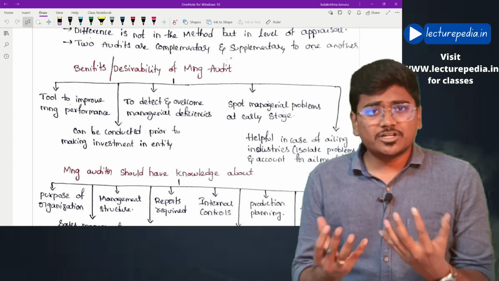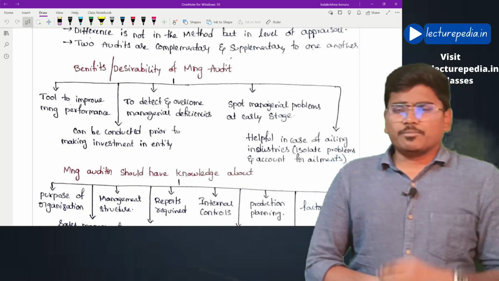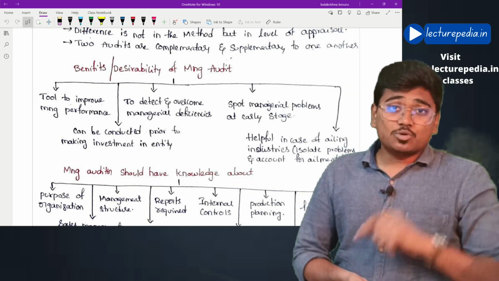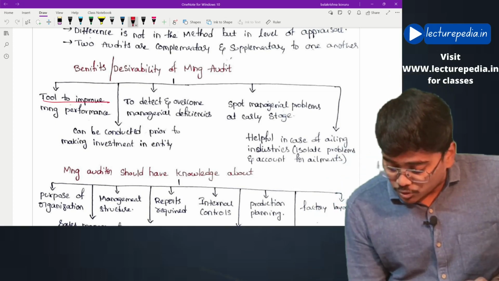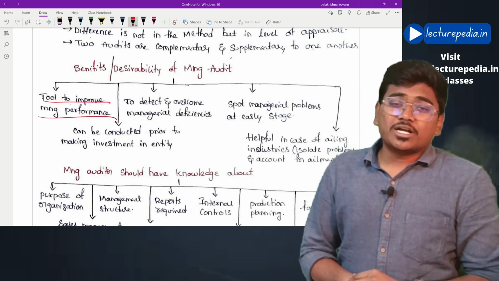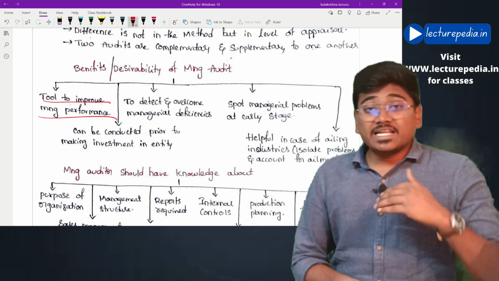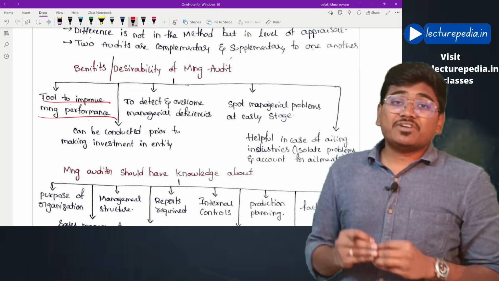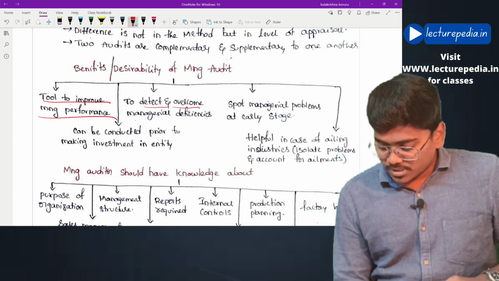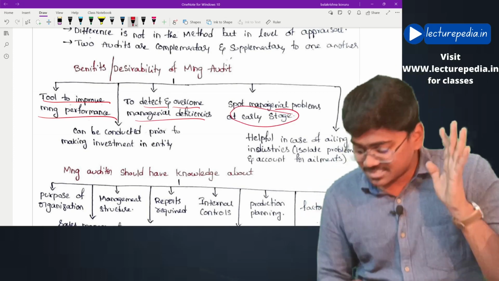What is the benefit of conducting management audit, or why should a management audit be conducted? First of all, the main purpose of conducting management audit is the objective of management audit. What is it? To improve the performance of management. This management audit will act as a tool for improving the performance of management, and it will also help to identify any deficiencies in the management. Detect and overcome managerial deficiencies at an earlier stage.